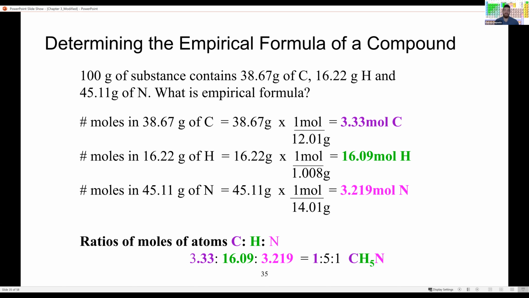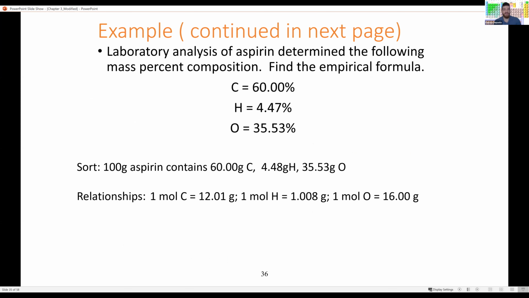Same thing works if you have exactly 0.33 or exactly 0.25. For 0.33, you'll multiply the entire ratio by 3. For 0.25, you'll multiply the entire ratio by 4. So hopefully that makes sense. All right, so there's another example, I think, yes.